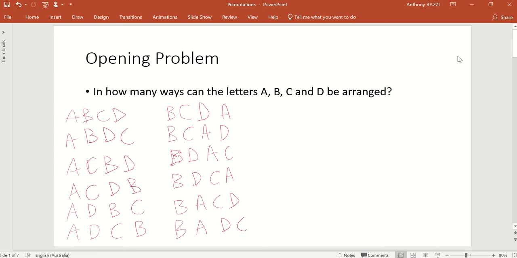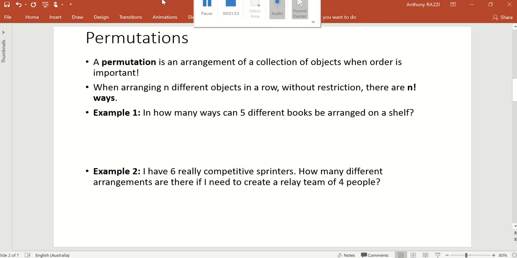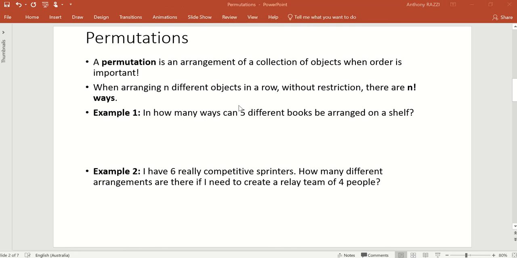On the next slide, we'll start with the definition of permutation. A permutation is an arrangement of a collection of objects when the order is important. Things like combination locks, all sorts of things when the order that you input the values is important, that is a permutation. So when we actually have a locker combination, it's not actually a locker combination, it's a locker permutation, because the order in which you arrange those letters or numbers on your lock is important.